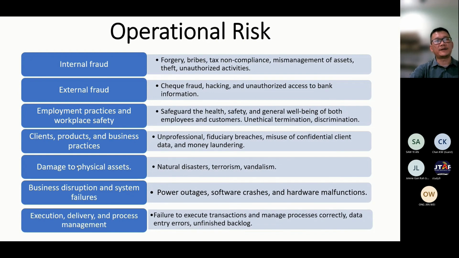And next, the fifth operational risk is damage to physical assets, such as natural disaster. I think in December 2021 we had a flood around Malaysia. Then some bank branches were unable to operate due to the flood. So this is also part of natural disaster. Some countries have earthquakes and so on.